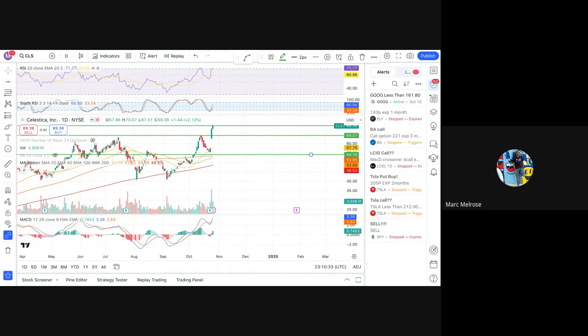So I'll go ahead and pass it off to Ladarius so he can go over his picks for the week.